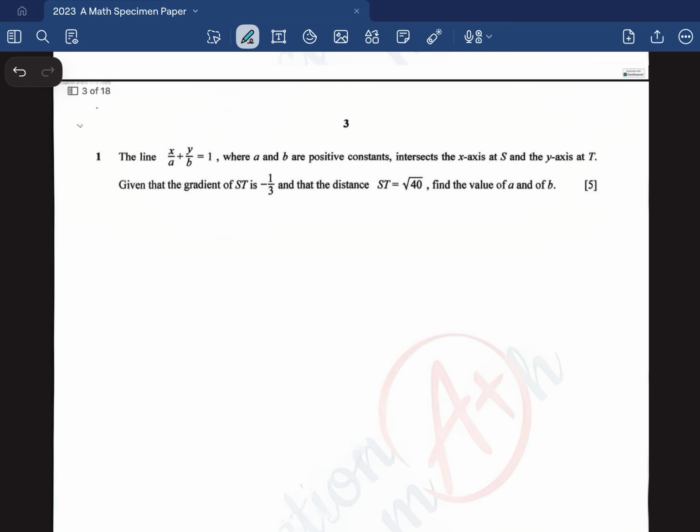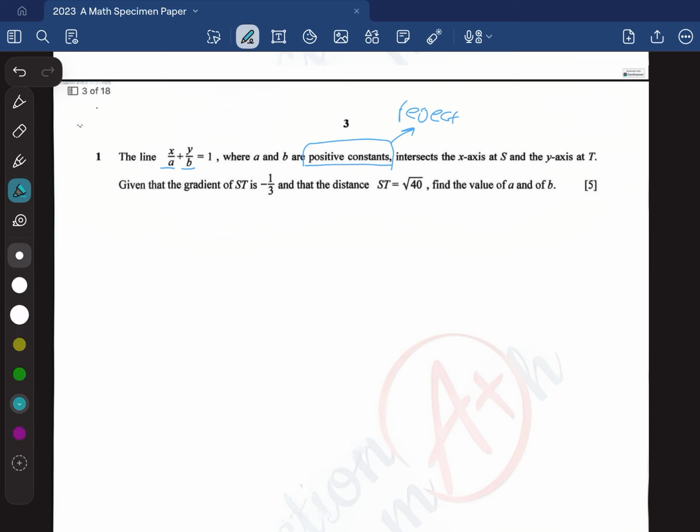Okay, the line x over a plus y over b is equal to 1, where a and b are positive constants. This is an important note we have to take note of, because later in the question we have to reject one of the answers. So this is important, take note. Moving on, it intersects the x-axis at S and the y-axis at T. Given the gradient of ST is negative 1/3 and the distance is square root 40, find a and b.